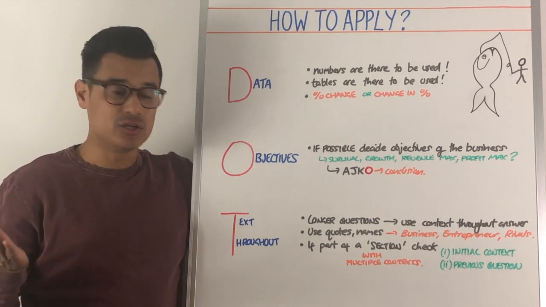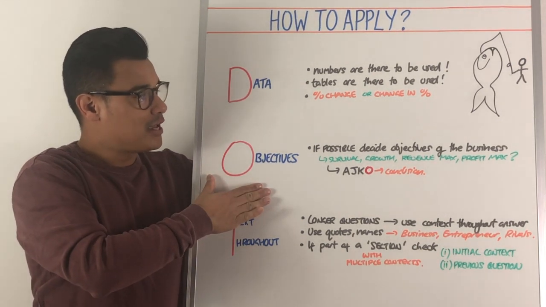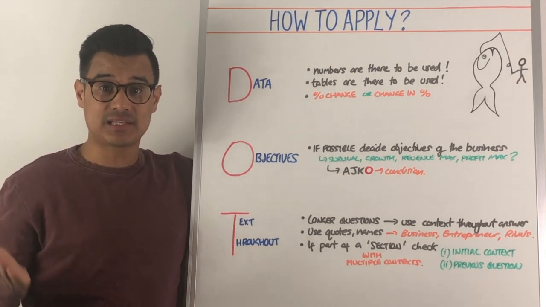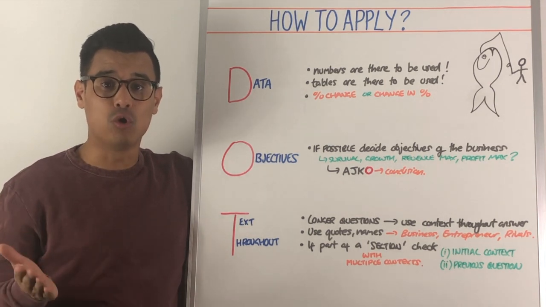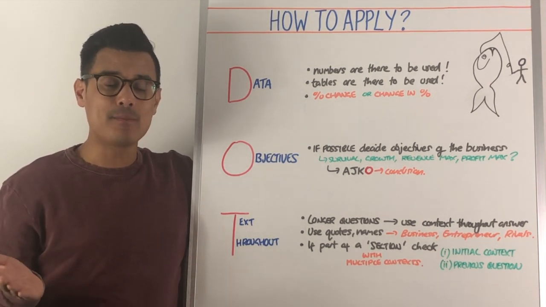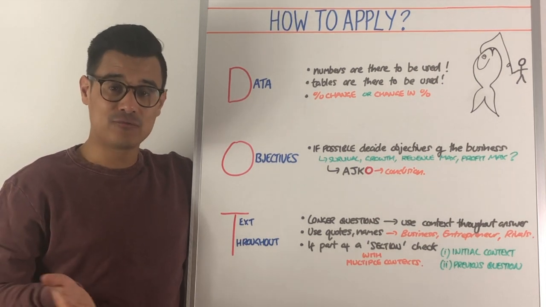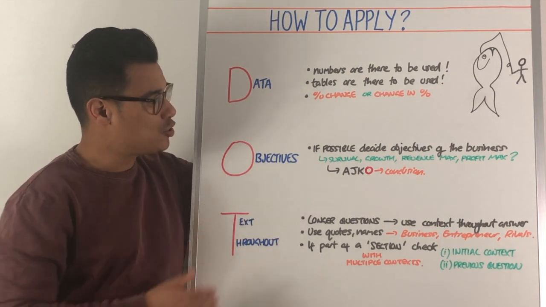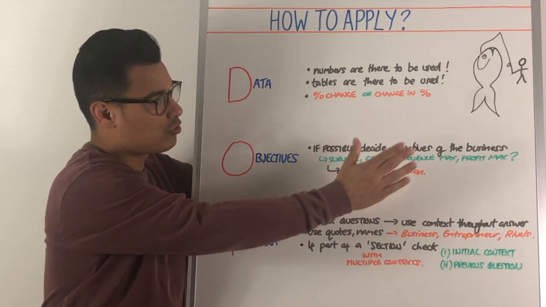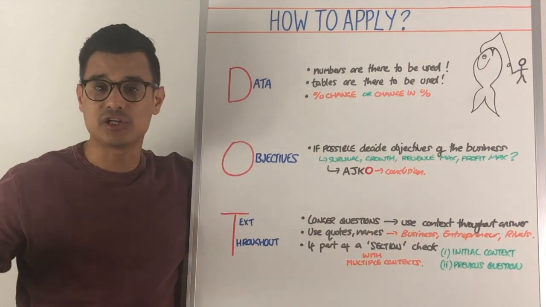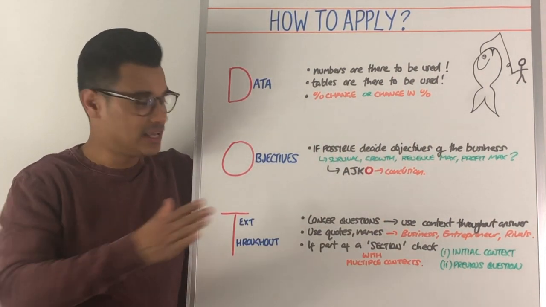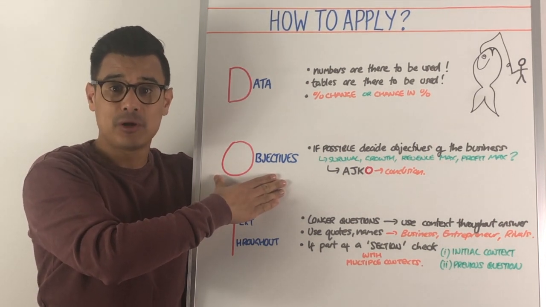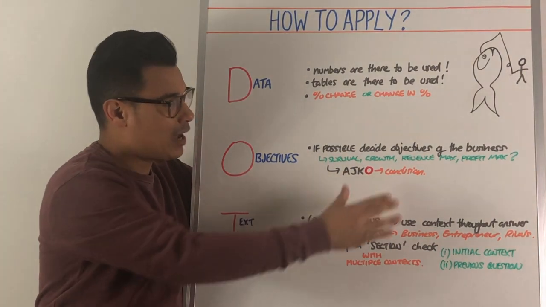Now, after D, we need to look at O, objectives, because it might be that in the case study, in the context, it will explicitly say what the objective is of the business or of the entrepreneur. Or it might be that you could implicitly work it out from the way that they phrase the text. Maybe you work out that the objective is survival or growth or revenue maximization or sales maximization or profit maximization, whatever it is. If you can establish the objective, that's good news for you because it will bolster your analysis.